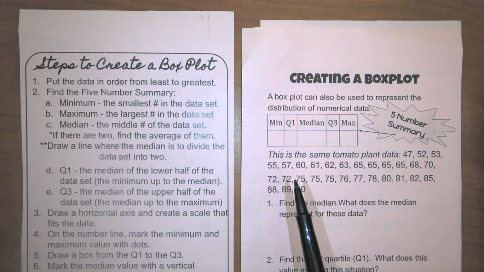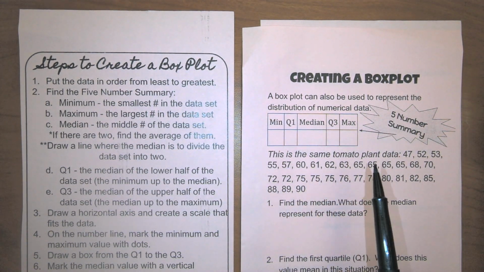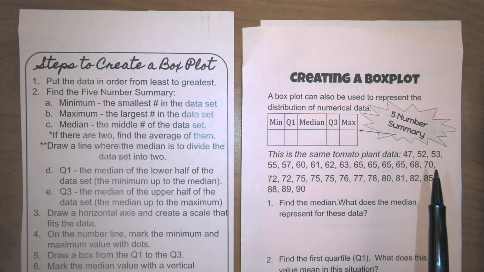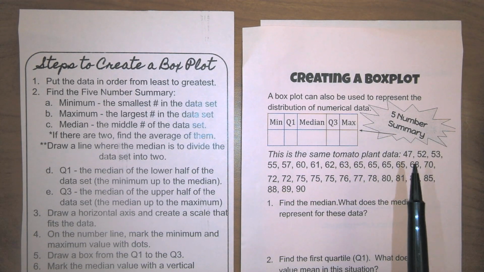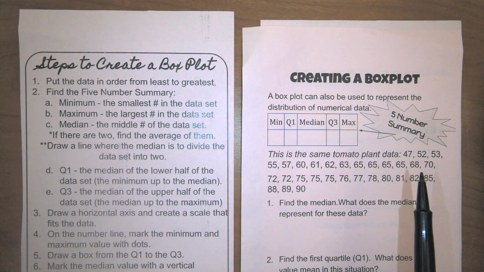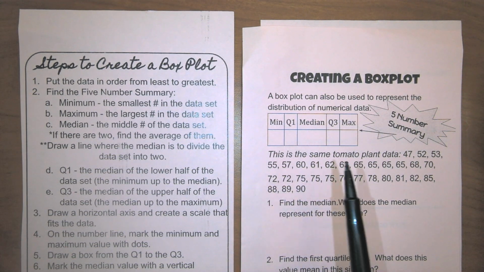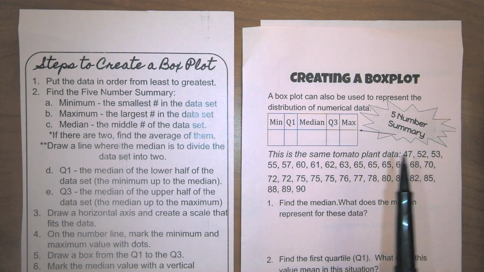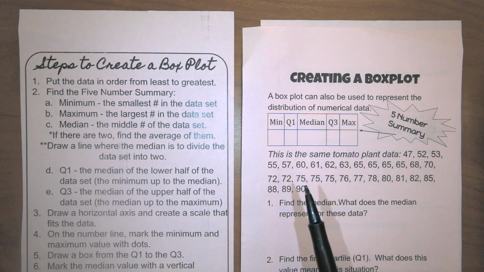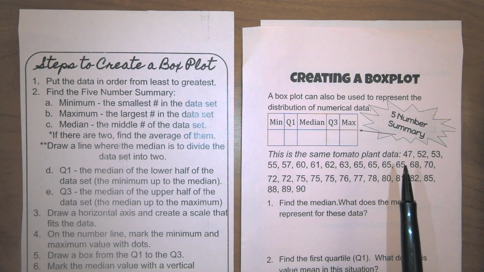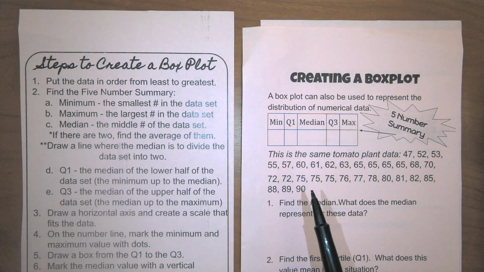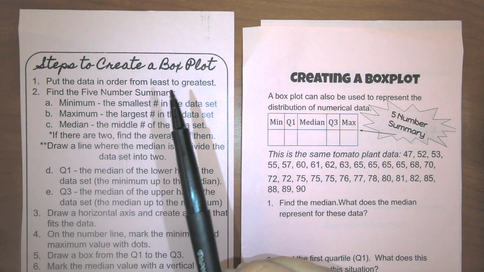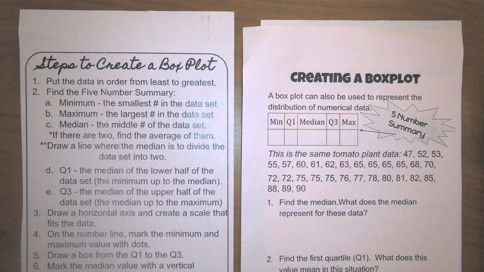So if I look at my data, this is the same tomato plant data that we had in our histogram notes, where we were looking at the number of days it took a tomato plant to produce tomatoes. I took the same data, it was in a little table before, but now I put it in a list. And I actually created the list with the smallest numbers first, and then they get bigger as you go through, from 47 through 90. So I already did number one for you, I put them in order. If your data set is not in order, make sure you put them in order before you start.